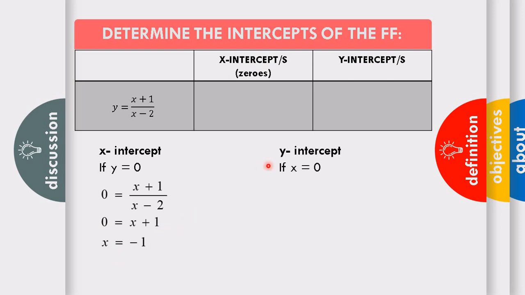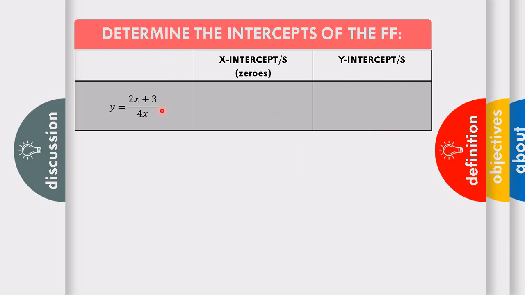Next one, y-intercept. In finding the y-intercept, vice versa of the x-intercept, change x to 0. So we have y equals 0 plus 1 over 0 minus 2. Simplify, y equals negative 1 half. So the coordinates are negative 1, 0, and 0, negative 1 half.